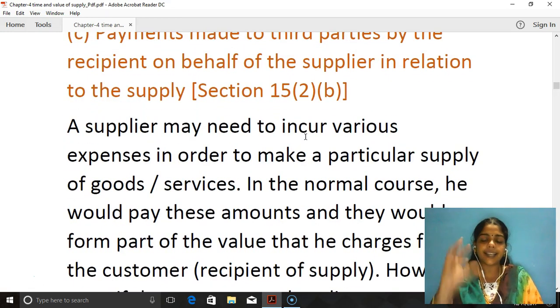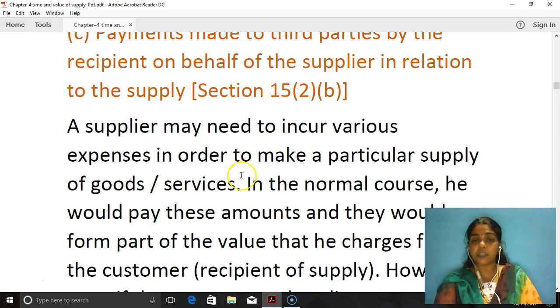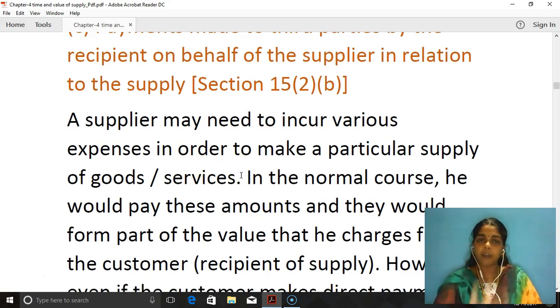So what is that? He cannot do tax planning in this manner. Avoid some expenses and route it to the recipient. It cannot be done so purposefully. The government is plugging this hole. The government says if the expense is to be borne by the supplier but still it is paid by the recipient, there is no escaping. A supplier may need to incur various expenses in order to make a particular supply. Yes, a lot of expenses. So in the normal course, all these would be added up to arrive at the transaction value.